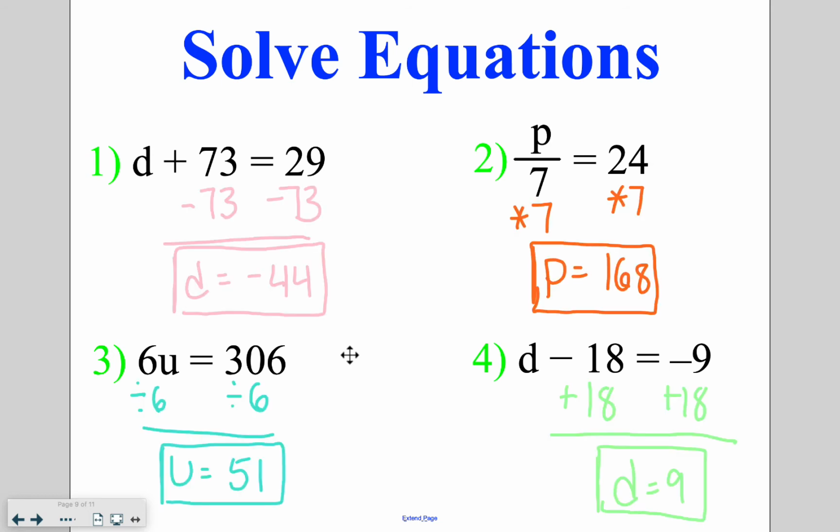For number 1, you need to subtract 73, giving you d is equal to negative 44. Number 2, undo division with multiplication. Number 3, undo multiplication with division. And number 4, undo subtraction with addition.